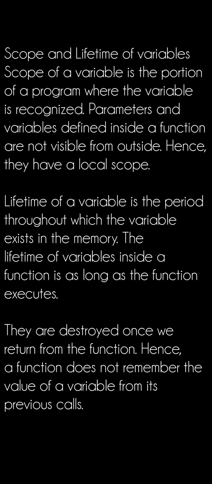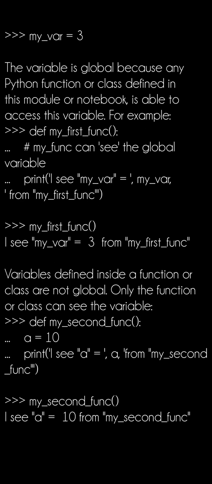Lifetime of a variable is the period throughout where the variable exists in the memory. The lifetime of variables inside a function is as long as the function executes. They are destroyed once we return from the function. Hence, a function does not remember the value of a variable from its previous calls. If you define a variable at the top level of your script or module or notebook, this is the global variable.